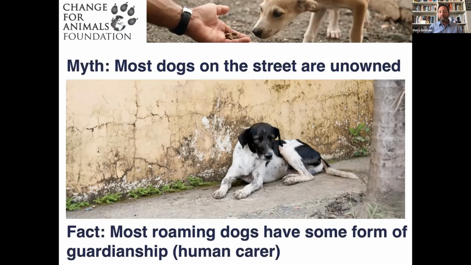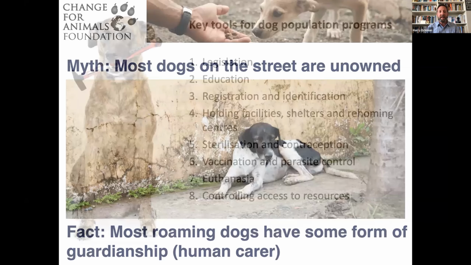And so there's a common myth with street dogs in that most dogs on the street are unowned. We think we see a dog on the street and it doesn't belong to anybody. The fact is, most dogs, or at least a high proportion of dogs, and it depends on which country you're in, have some form of guardianship. That could be an owner, or it could be just somebody looking out for it, feeding it, allowing it to sleep in a shelter in their yard or something like that.